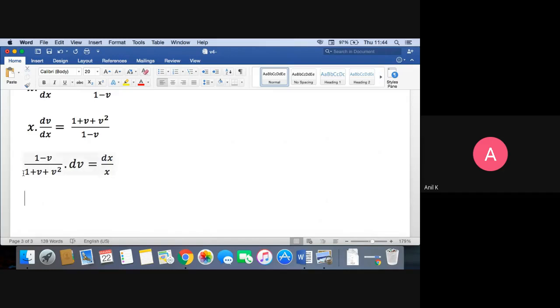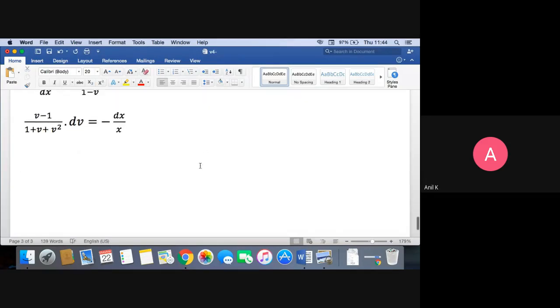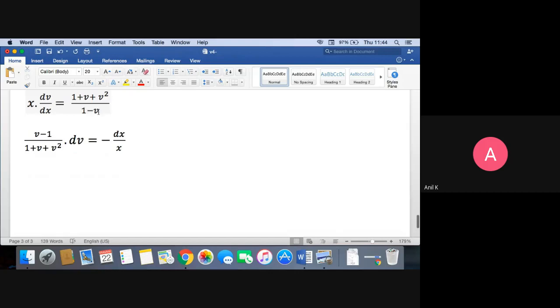Now if I take the differentiation of the denominator, what do you get? The differentiation of the denominator is 2v plus 1. So here, 1 minus v I will write as v minus 1, with the minus taken common, and that minus I will keep here. Now if I do the derivative of the denominator 1 plus v square, I'll get 2v plus 1.